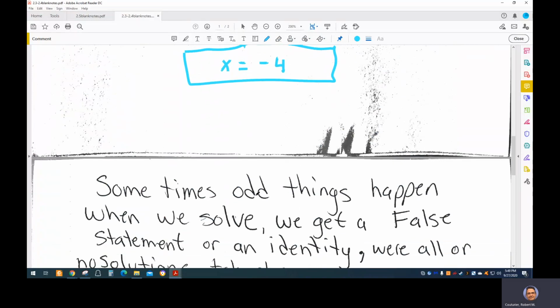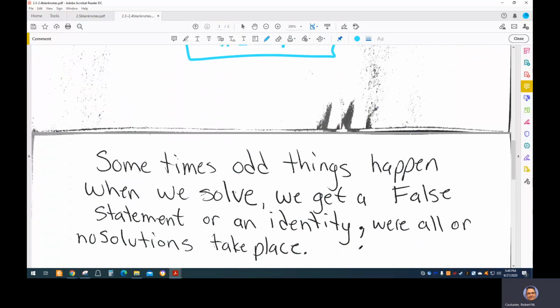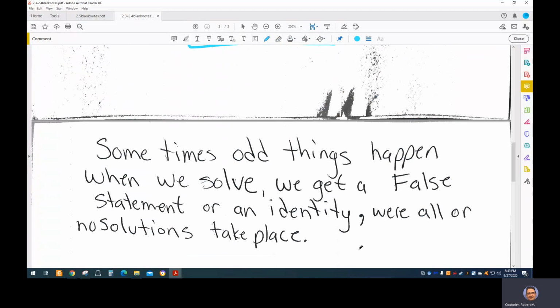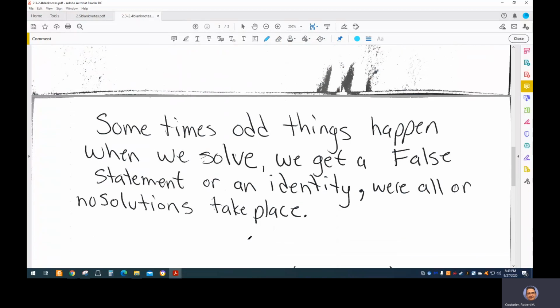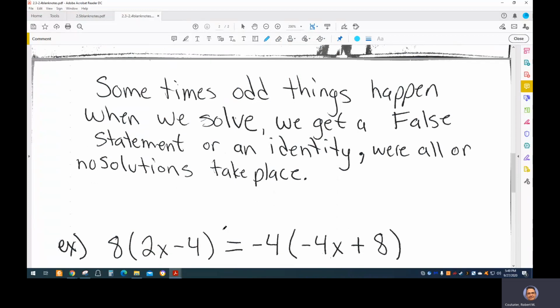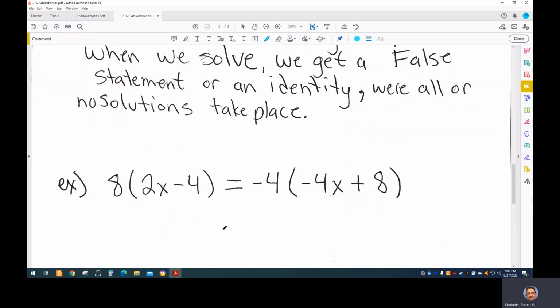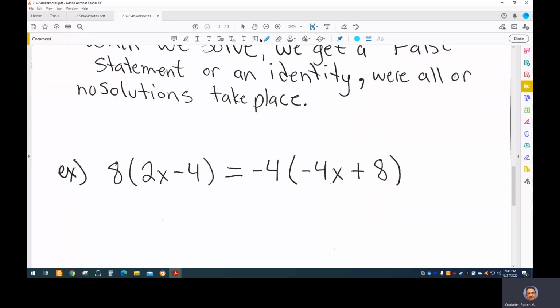Sometimes odd things happen when we go to solve. We get either a false statement or an identity. An identity is where all of the answers are going to be the same, and a false statement is where none of the answers are going to be the same. So we have to be careful about that. Basically, we get a statement that's not true or a statement that equals each other. In any case, what's really happening is that the variables cancel each other out. It's not always evident as we first start to look at these, but we have to just be careful.